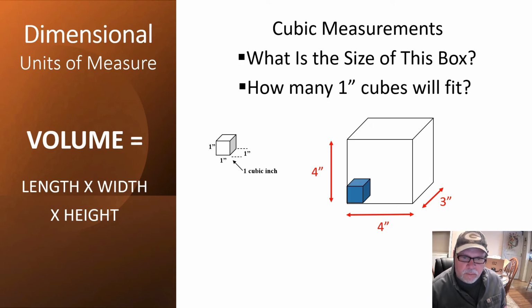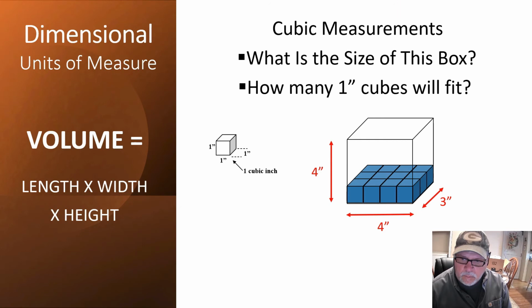There's one. How many do we need? Well, it's 4 across. 2, 3, 4. So it's 4 1-inch cubes to go across that box. But if you see my laser, it's 3 inches deep right there. So we need to put 2 more rows, 4 inches wide. 1, 2. All right, now we've got the bottom covered.